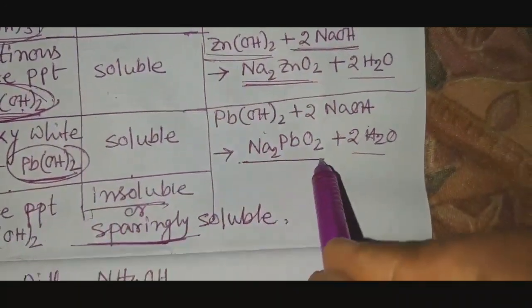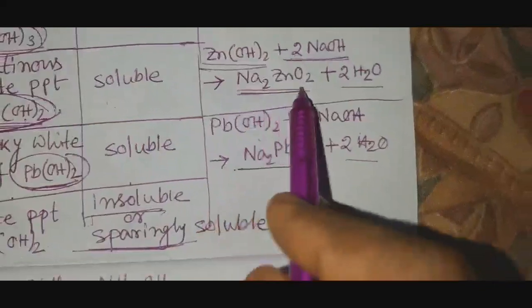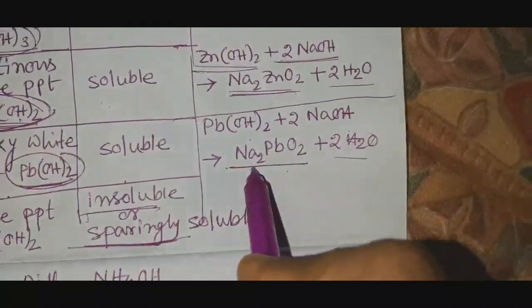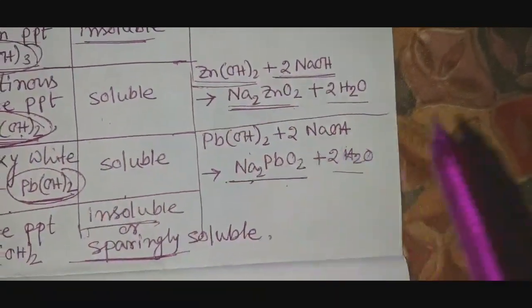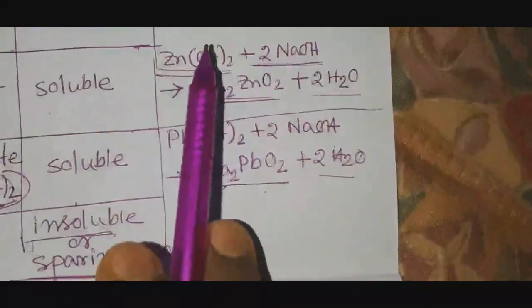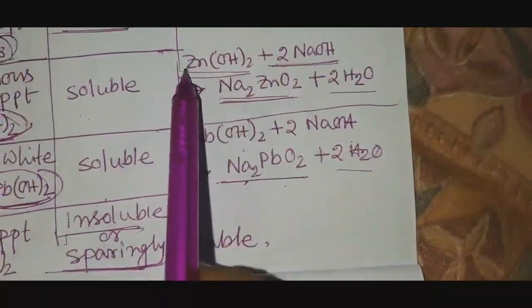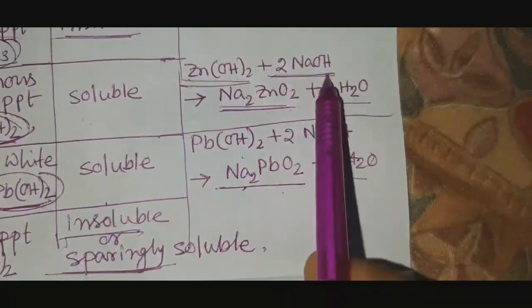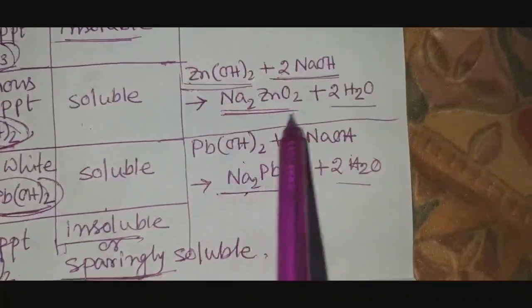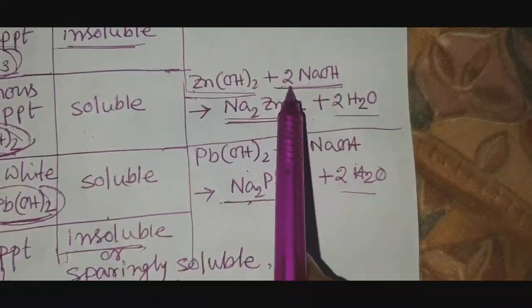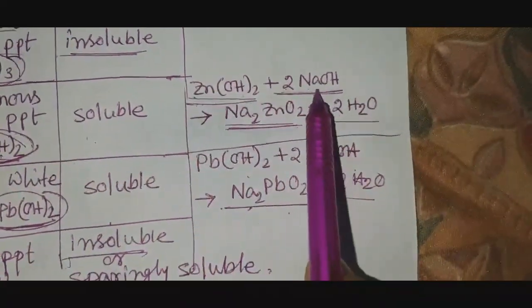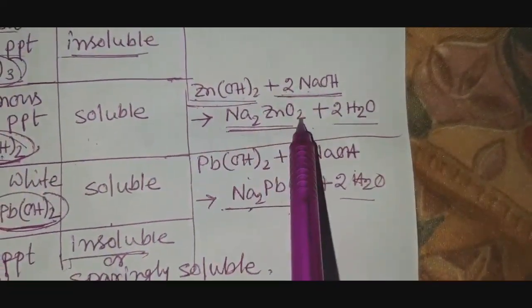It is sodium plumbite. Names are different. It is sodium zincate, and this one is sodium plumbite, not plumbate, plumbite. But the reaction pattern is the same. Try to memorize them. Zinc hydroxide, 2NaOH I have taken because I have to form Na2ZnO2. So this Na2 and this zinc, this O2, I am saying Na2ZnO2.